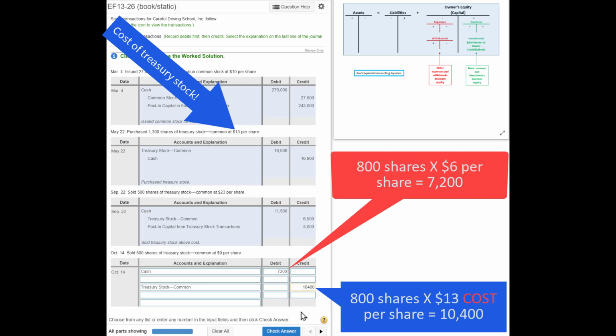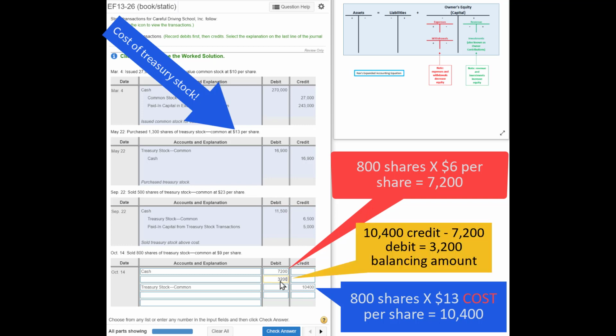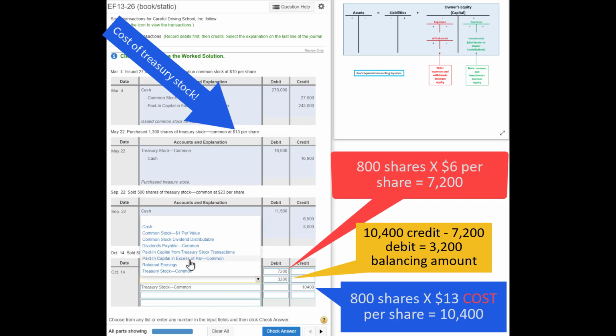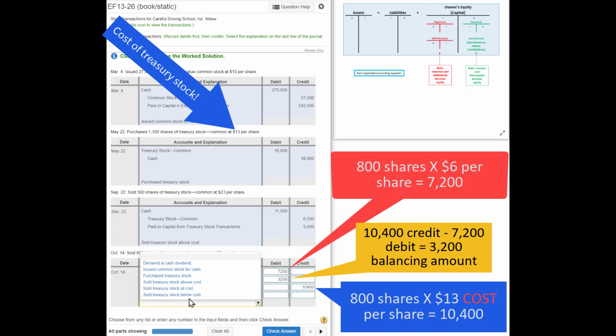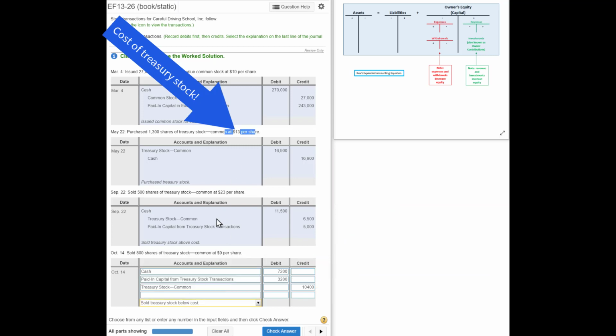Now notice this transaction does not balance. We have 10,400 on this side and 7,200 on this side, so we have to calculate the difference. Subtract those two, we get 3,200, and put it on the smaller side so it now balances. And then the account is paid in capital from treasury stock transactions, and the comment is sold treasury stock below cost. Remember, this is our cost up here, $13. We sold it at 9, so it's below cost.